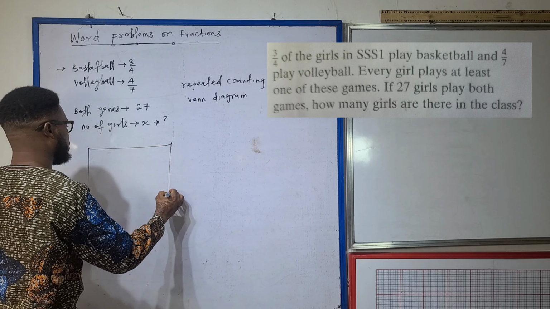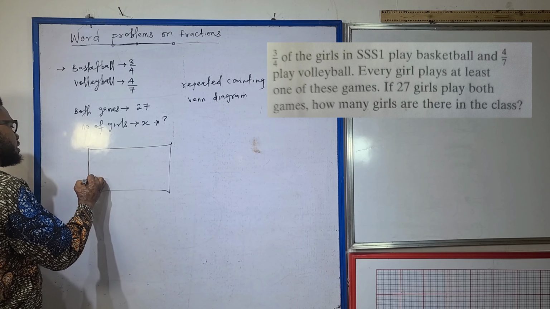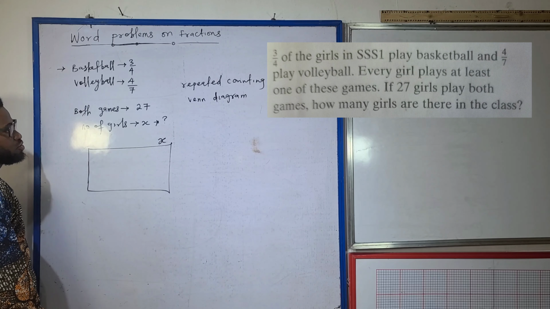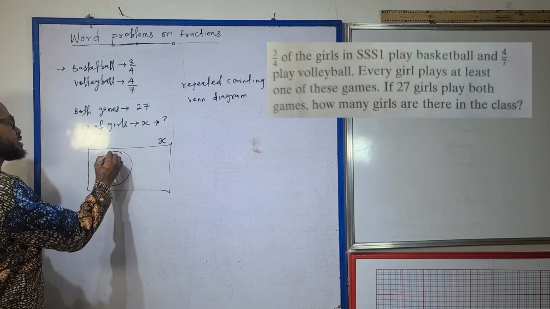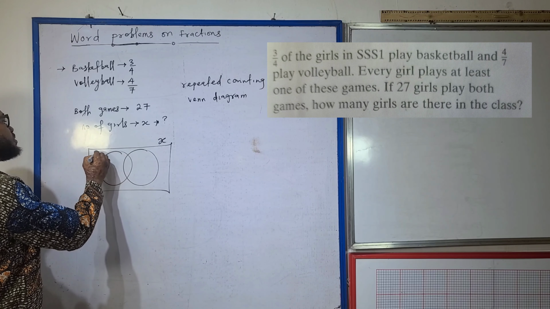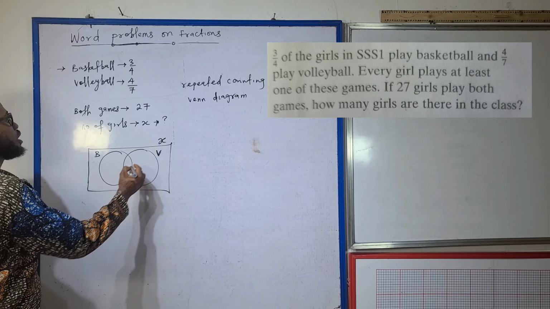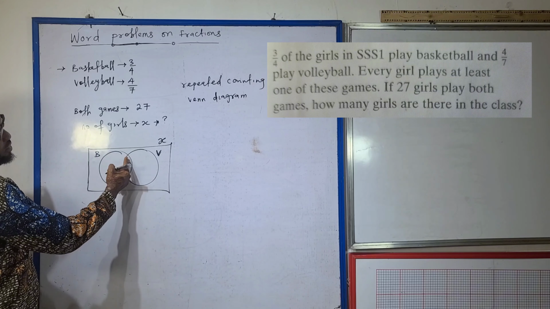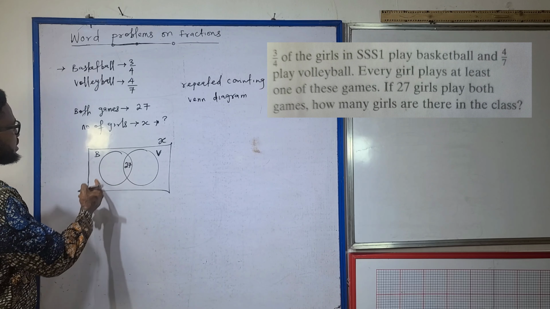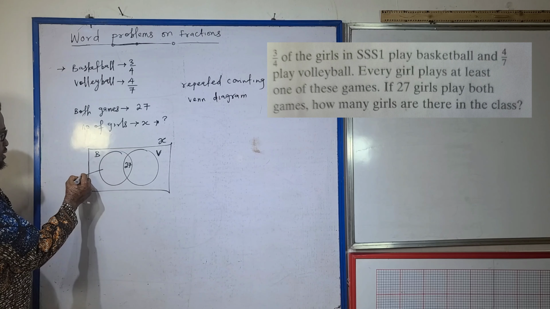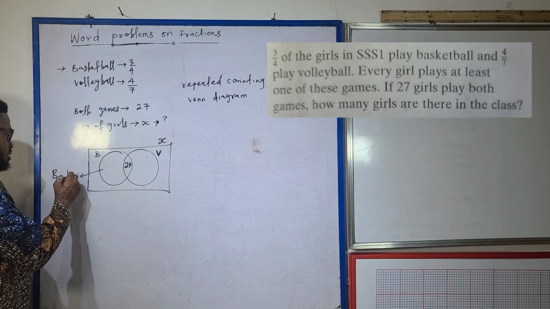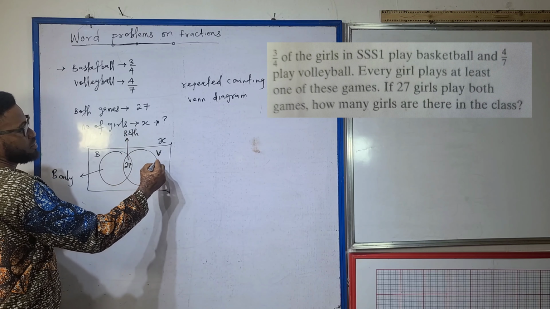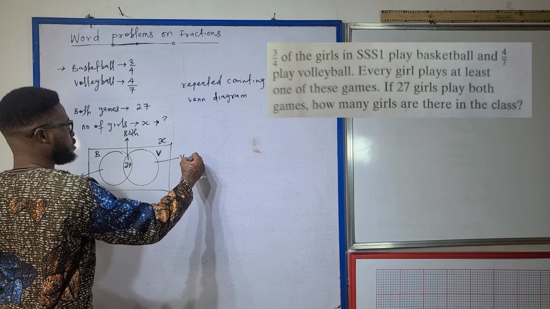Okay, this is what we have. Recall that the number of girls in the school is going to be X. That's going to be outside there as a universal set. Let this be basketball. Let this be volleyball. Those who played both games, that's 27. That's what this represents. This place here means basketball only. This here means both games, those who played both games, and this here means volleyball only.